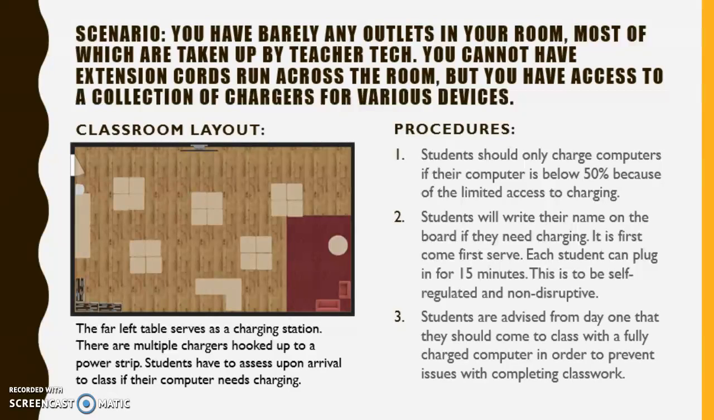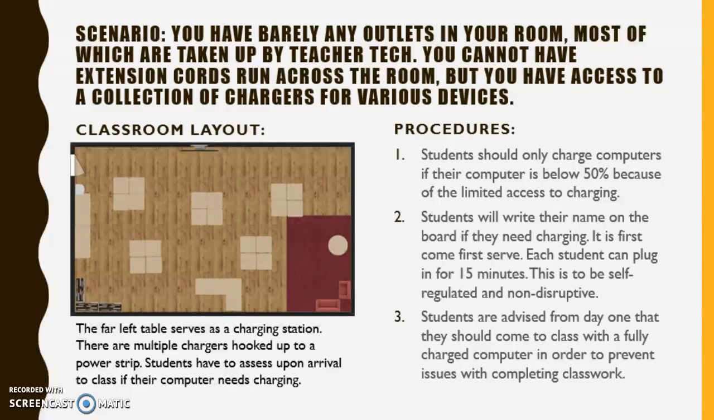So you have barely any outlets in your room. Most of them are being used by teacher tech, like your smartboard and your computer. You can't have extension cords run across the room for safety reasons, but you have access to a collection of chargers for various devices. So with this solution, what I would do, they're in groups again, just because I personally like groups. And on that far left table that we see in the diagram, you would have just a charging station.